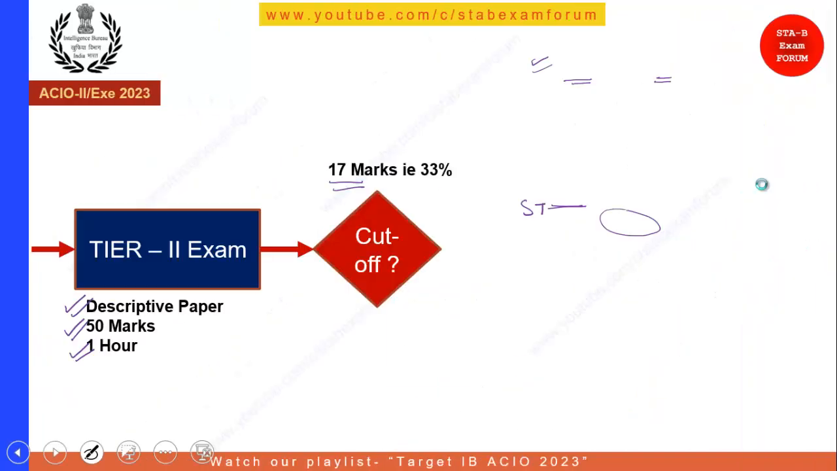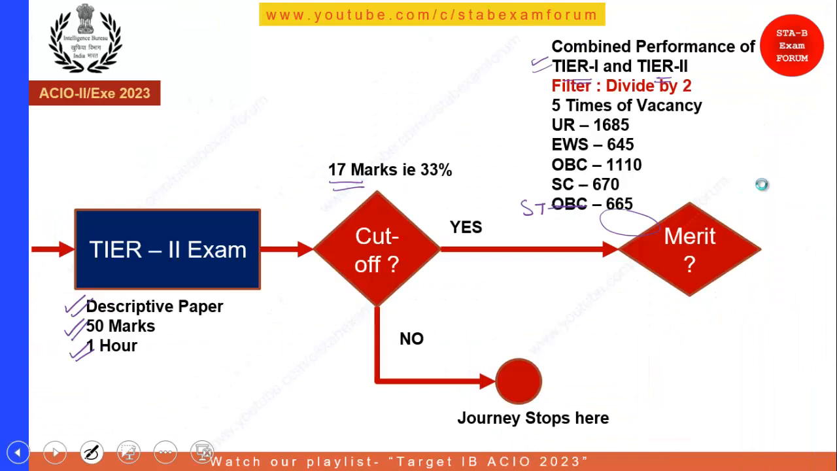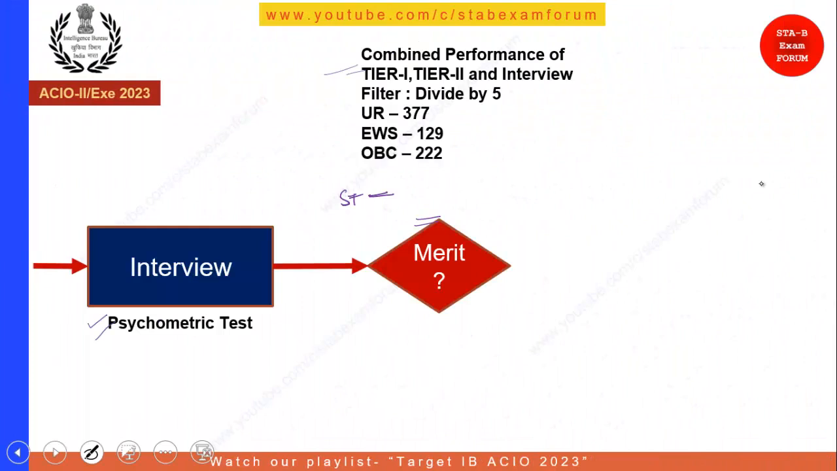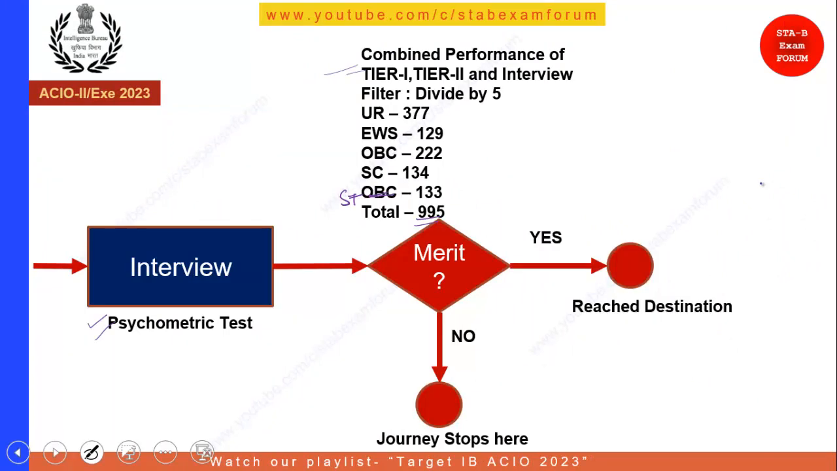So this is the flowchart that we have made for you for simplification of your understanding. So you have reached the destination. Obviously then there will be document verification, your antecedent validation, everything will happen, that I'm not covering in this particular session.